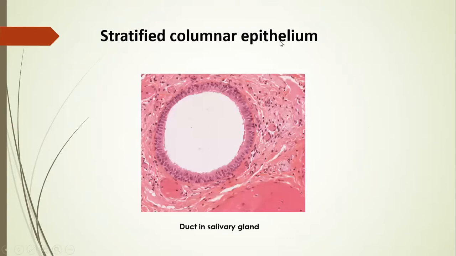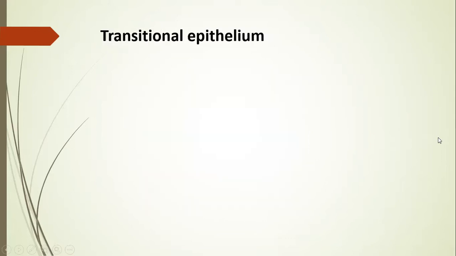An example of stratified columnar epithelium is the duct. This is the large excretory duct in a salivary gland, an interlobar duct. And we see there are 2 layers. At least we can see 2 layers of columnar cells.